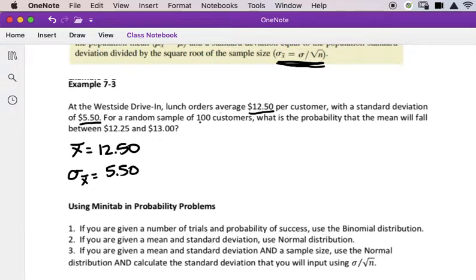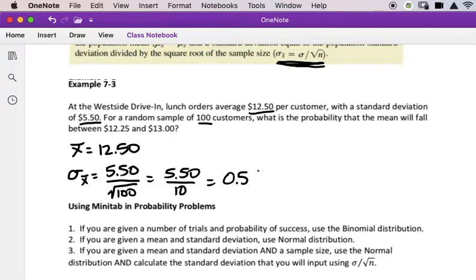So our sample size here is 100 customers. So we're going to divide 5.50 by the square root of 100. The square root of 100 is 10. That's easy to do, and 5.50 divided by 10 is 0.55.